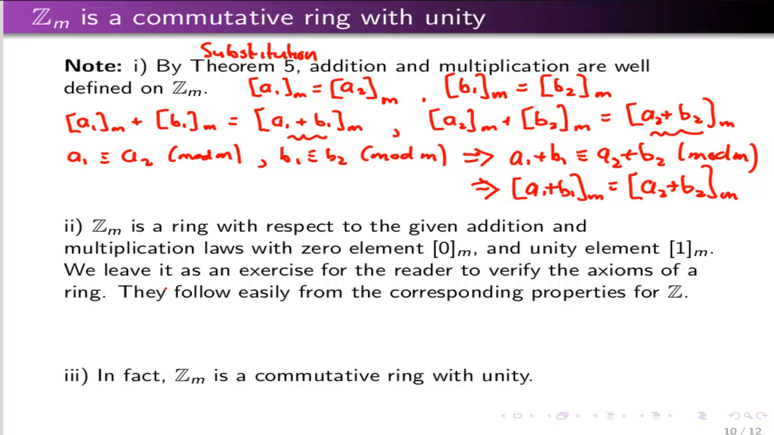So we're talking about the commutative law for addition, the associative law for addition and multiplication, and the distributive law. All of these properties you can write down very easily to show that they follow from the properties of Z. So in fact, the ring of integers mod M is a commutative ring with unity.